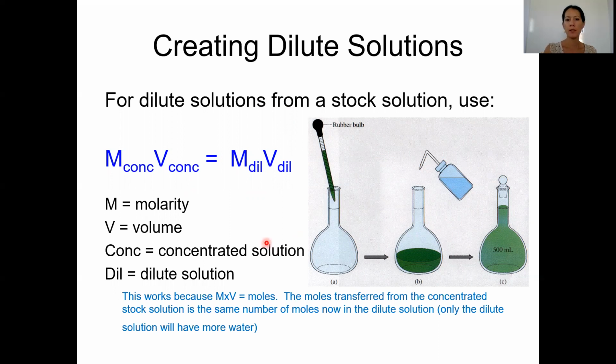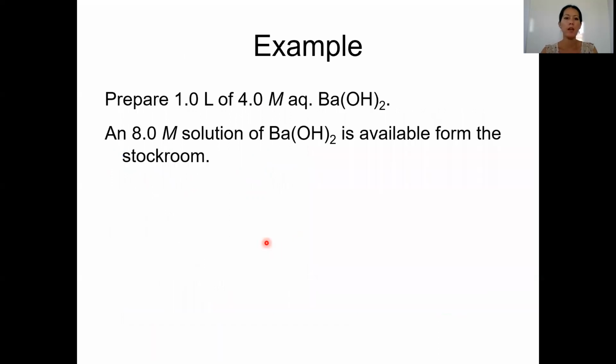Okay, let's try this in practice. You're going to prepare a 1.0 liter solution of 4.0 molar aqueous barium hydroxide. And what you have available on the shelf is an 8.0 molar solution of barium hydroxide. So you need to dilute it. You may be able to see that you need to go from 8 to 4, so you can dilute it by half. Maybe 500 mL of one, 500 mL of the other. That would work, but a lot of times the numbers aren't as simple. So we'll use the equation.